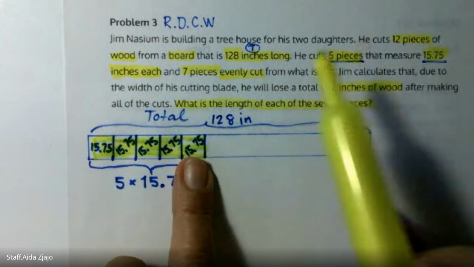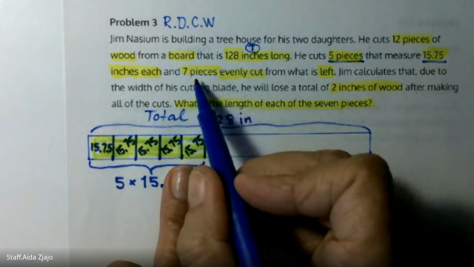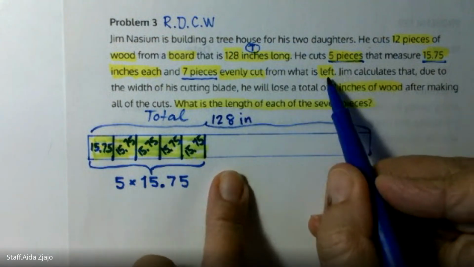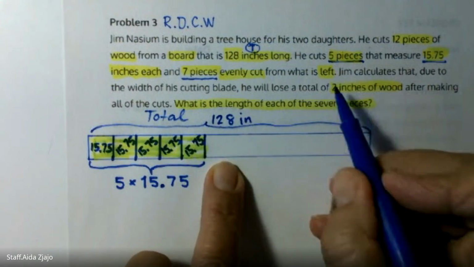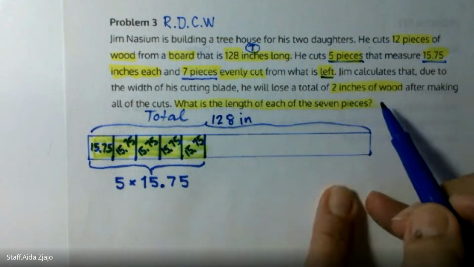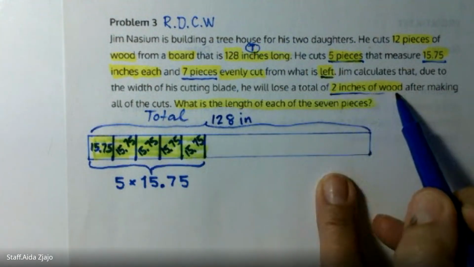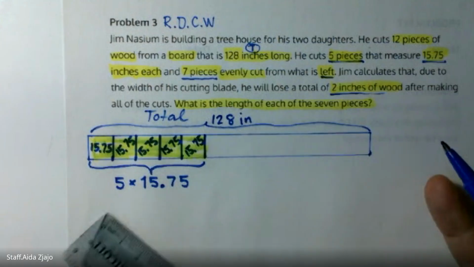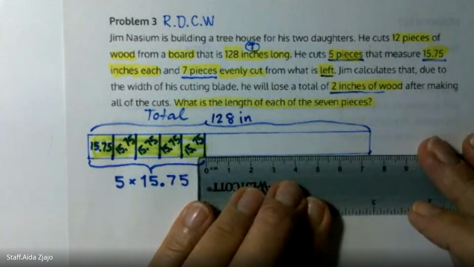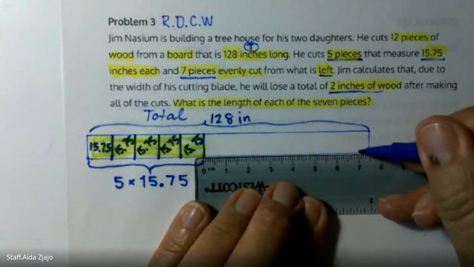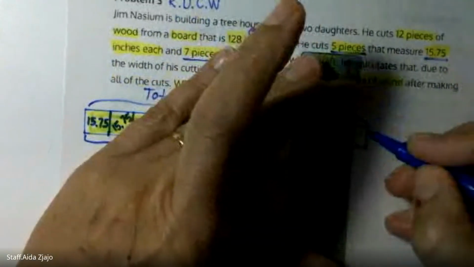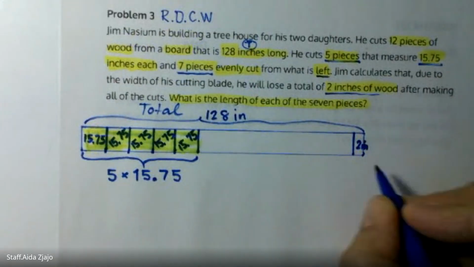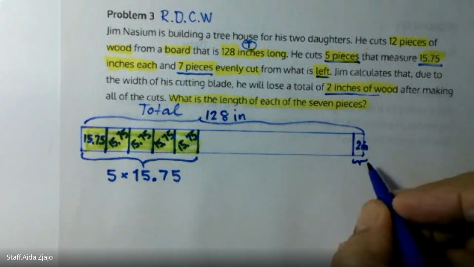Then the story says, after that, he will cut 7 pieces evenly from what is left. But also the story says that he will have 2 inches of wood that will be lost during the cutting. So if I imagine that this is about how much will get lost, this part could be just 2 inches. So we can label it lost wood.